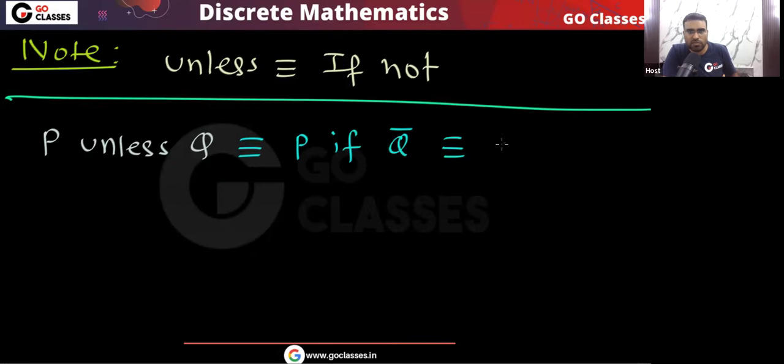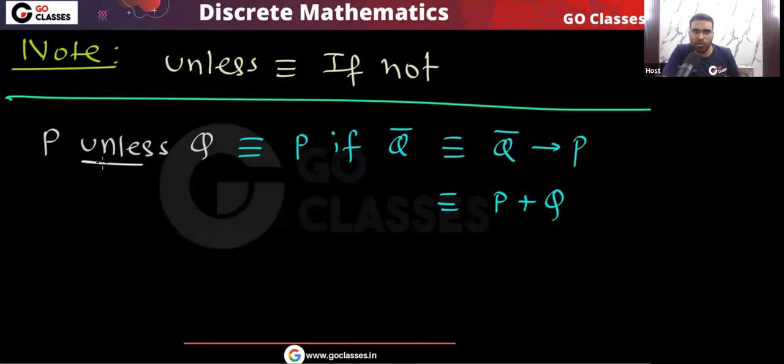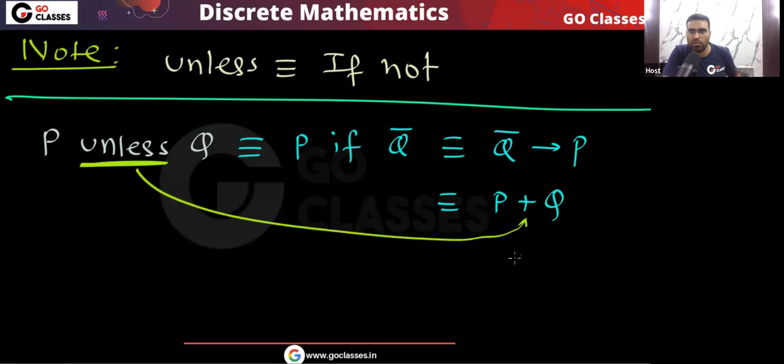P if not Q is same as what? That is Q bar implies P. That is same as what? Alpha implies beta is alpha bar or beta. So can I say this is P or Q? Yes or no? This is same as P or Q. So did you notice that unless is basically becoming or? That's it. Unless is becoming or.